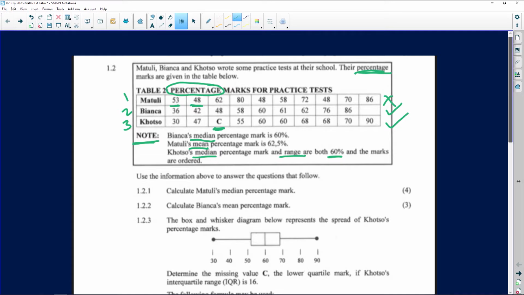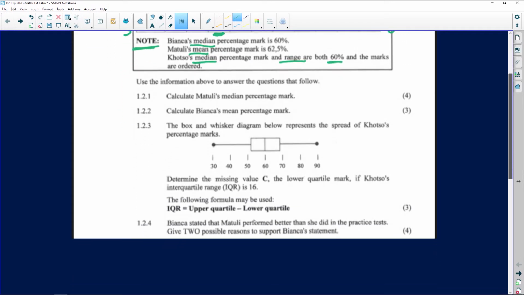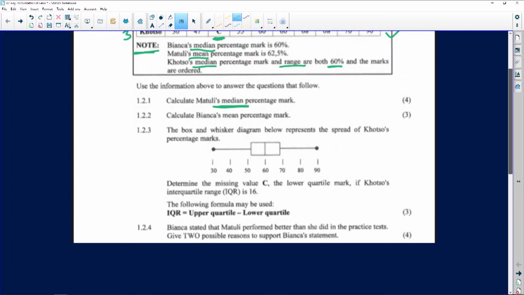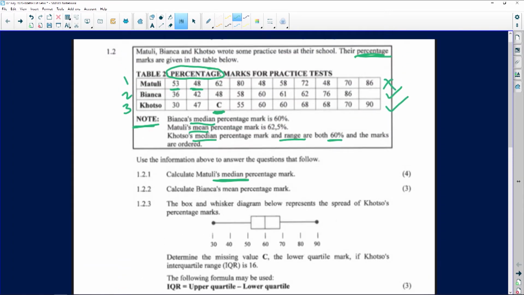Beautiful. Now we've analyzed the question. We understand what has been given to us. Let's look at the questions. The first question says to us, calculate Matuli's median percentage mark. The key word here is median. So let's go and look at Matuli's marks. Matuli is the first one, and we need to find the median mark. It means that we need to take this whole row.